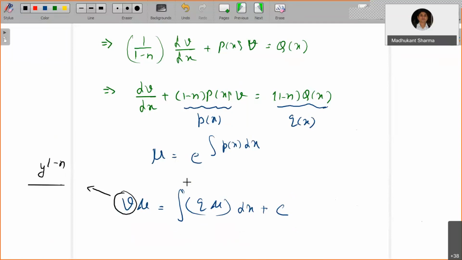Again, I'm repeating: whatever we have talked about just now is for a Bernoulli equation in y and x. Suppose you have a Bernoulli equation in x and y, then you change the role of x and y and apply the similar result to reduce it into a linear differential equation form and solve it.